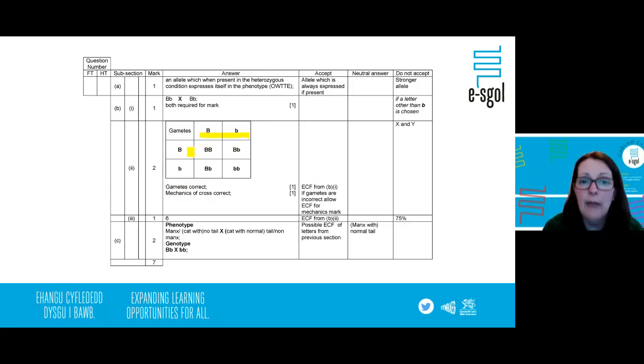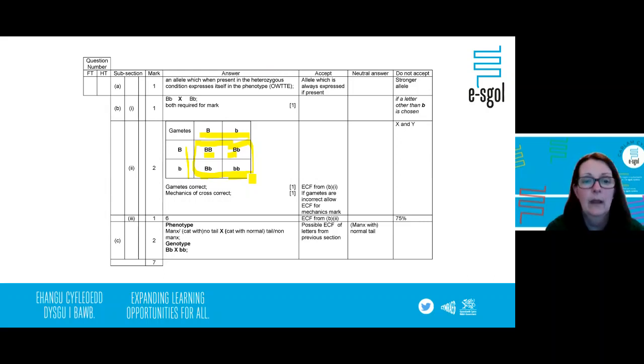So these are both heterozygous, like it told us in the question. And then these are our offspring here. So we've got one big B big B, which is homozygous dominant. We've got two heterozygous, and then we've got one homozygous recessive. And then it's asking us how many cats would be affected, and it's six, but we're not allowed to accept 75% because it was very clearly asking us for a number.